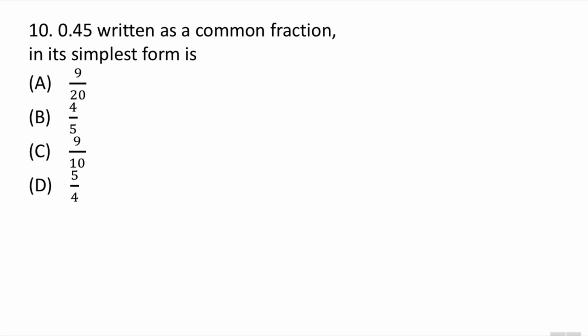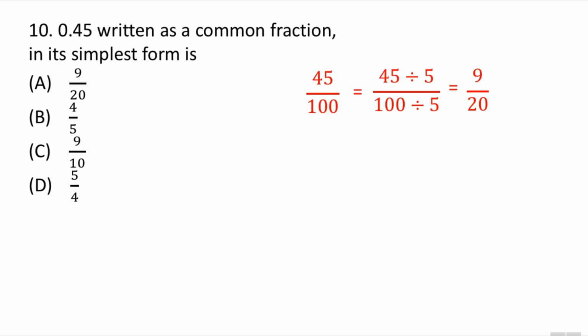So we have 0.45 written as a common fraction in its simplest form is, so our first step is to rewrite that 0.45 as a fraction. So we would write it as 45 over 100. But they ask you for it in its simplest form, which therefore means we need to find the highest common factor of 45 and 100. And in this case, that's 5. So we'll be dividing the numerator and the denominator by 5. So we write 45 divided by 5, and then that's 100 divided by 5. And that's equal to 9 over 20, which therefore means our answer for this question is A.